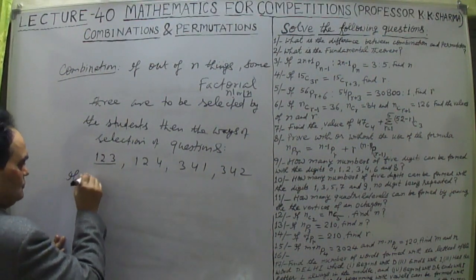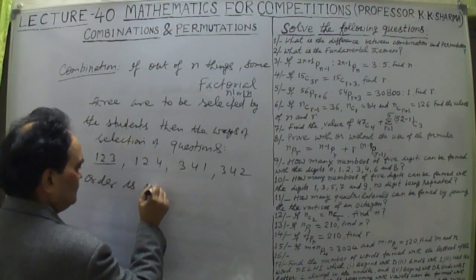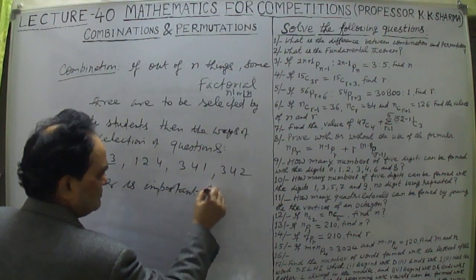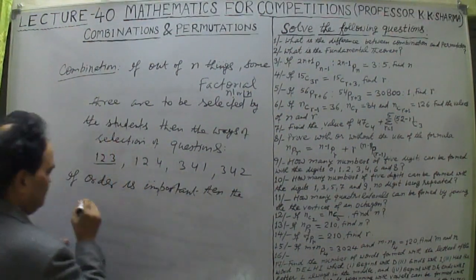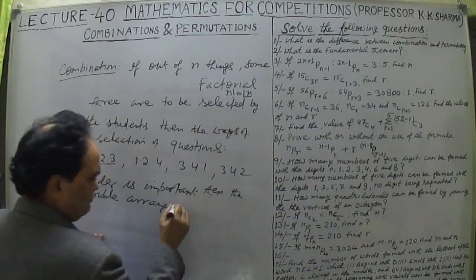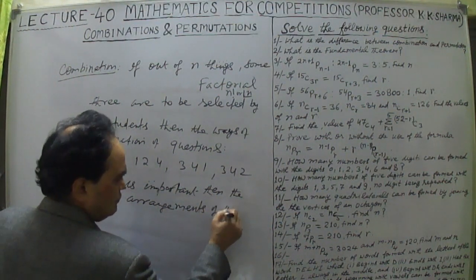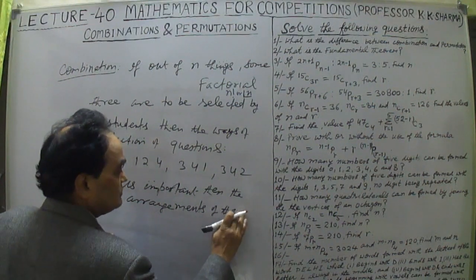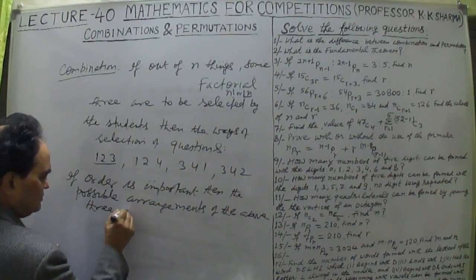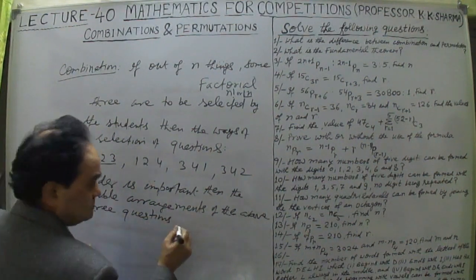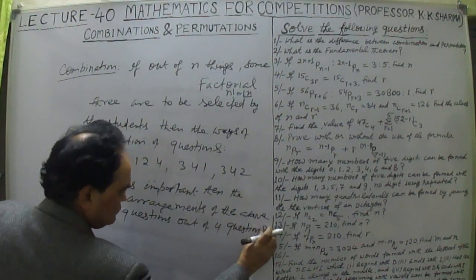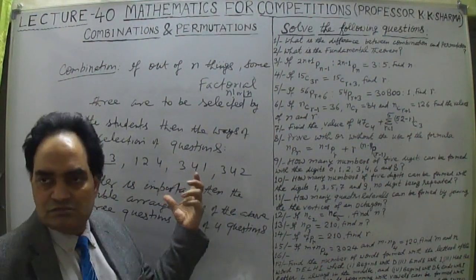Now if order is important, then the possible arrangements of the above three questions out of four questions. Now here are the four unique ways of selection, right?